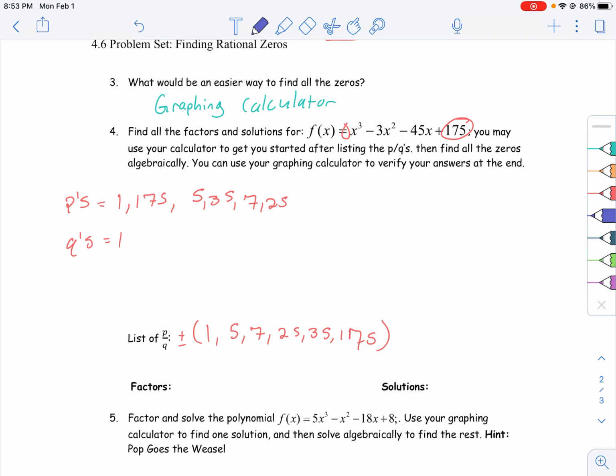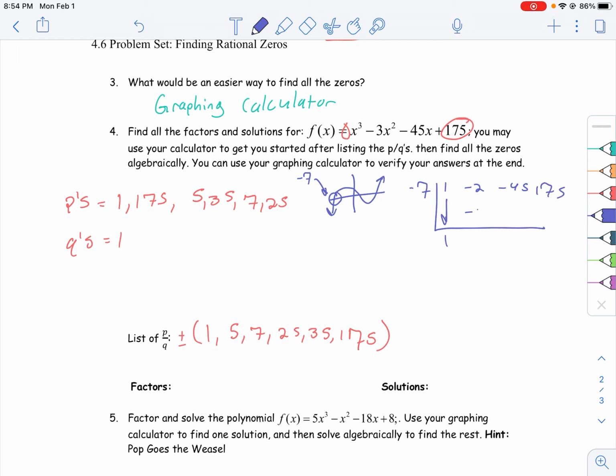I would let you use your graphing calculator. What you would look for in the graph is a spot where it crosses the axis, okay? In this particular case, I know that this one crosses at -7. So we're going to plug in a -7 into our synthetic division. So we have 1, -2, -45, and then 175.